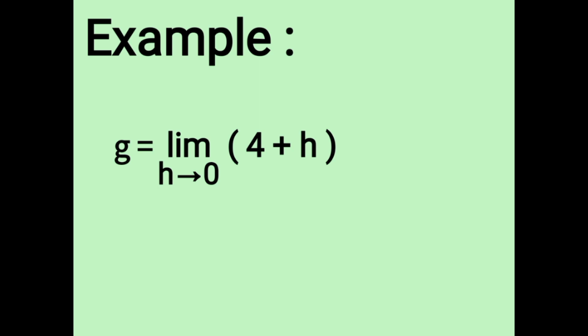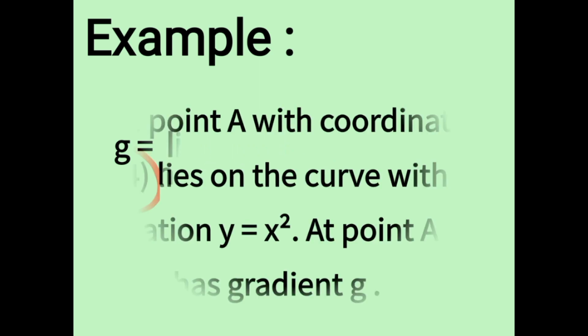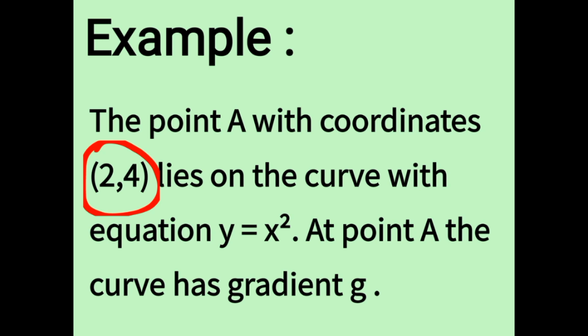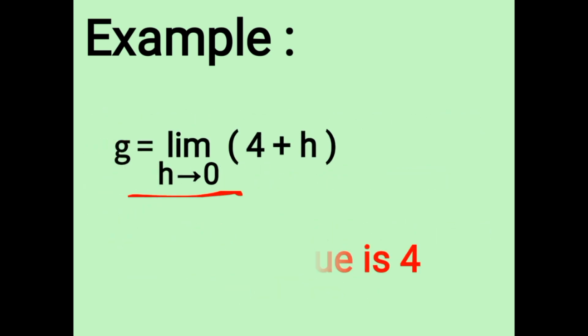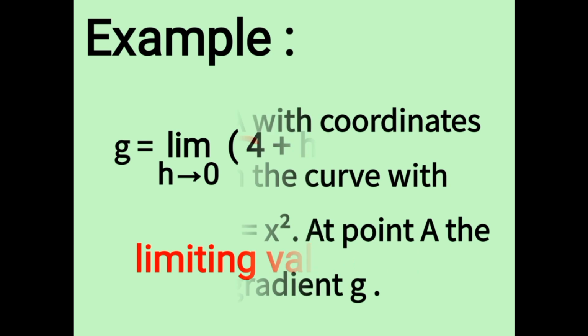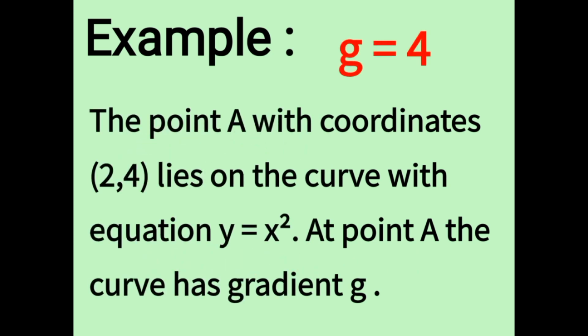Now if we were to deduce a value for g, that is the gradient at point A with coordinates (2, 4), then as h approaches 0, the limiting value is 4. So the gradient at point A is 4 and hence g equals 4.